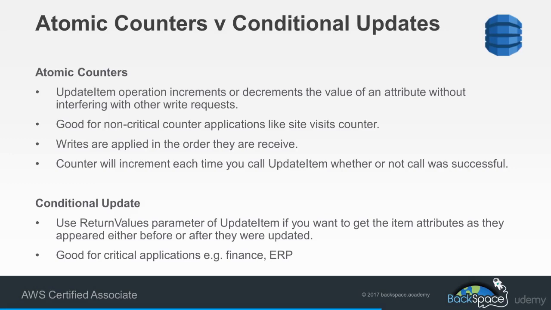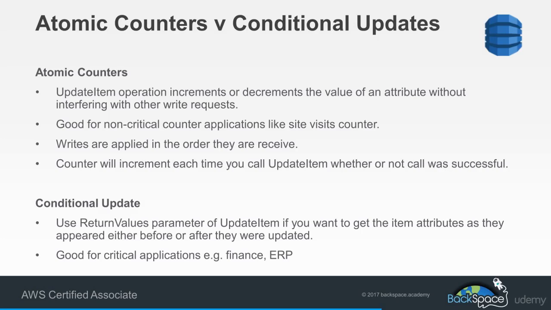Now, writes are applied in the order they are received. The counter will increment each time you call an update item. So every time you do an API call update item, it will increment. It will do that whether or not the call was successful. So there is a possibility you might have a call not successful, and then you end up doubling up on the counter. So if we're looking at situations where it might be a financial transaction or something like that, then you definitely don't want to use atomic counters where the information is highly critical like that.